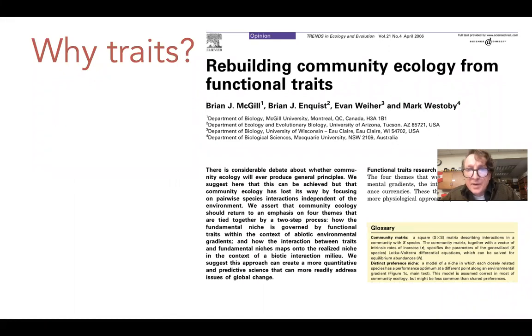Many years back, in 2006, I worked with the lead author, Brian McGill. He was a graduate student at the time here at the University of Arizona, and we worked with a few other co-authors. We tried to put together what we felt was an emerging series of questions in ecology. Back in the early 2000s, there were a series of questions revolving around trait-based ecology, and we were struggling to make sense of what trait-based ecology was. This paper was our attempt to do that.